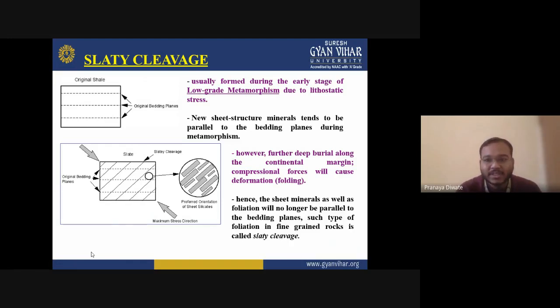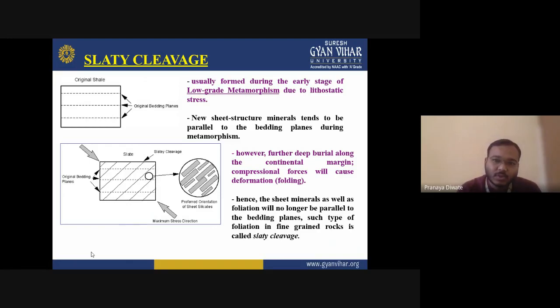Then you have a new sheet structure. Minerals tend to be parallel to the bedding plane during the metamorphism. So usually what forms during the early stage of low grade metamorphism is slate. Shale is converted into slate, and this is known as low grade metamorphism. New sheet-like structure minerals tend to be parallel to the bedding planes during metamorphism. However, further deep burial along the continental margin, compressional forces will cause deformation.